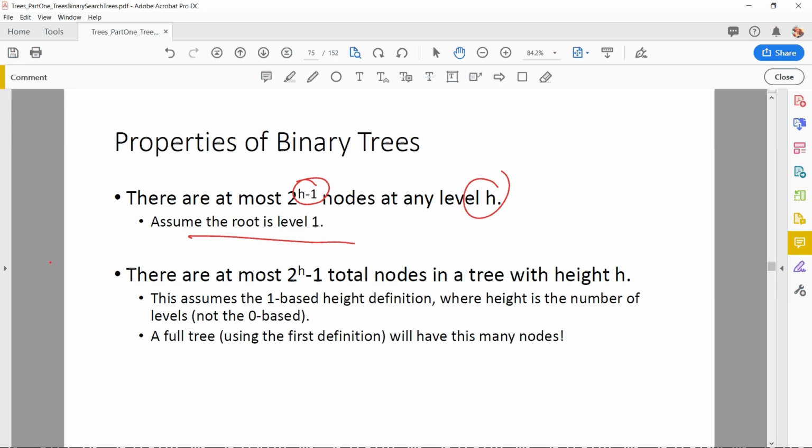And in the entire tree, again using this 1 base height definition, so the root being at level 1, the most nodes you can have in total are 2 to the h minus 1. Notice just the h is raised there, and the 1 is outside the exponent there. So this again assumes that 1 base definition, and a full tree using that first definition will have exactly this many nodes, 2 to the h minus 1.